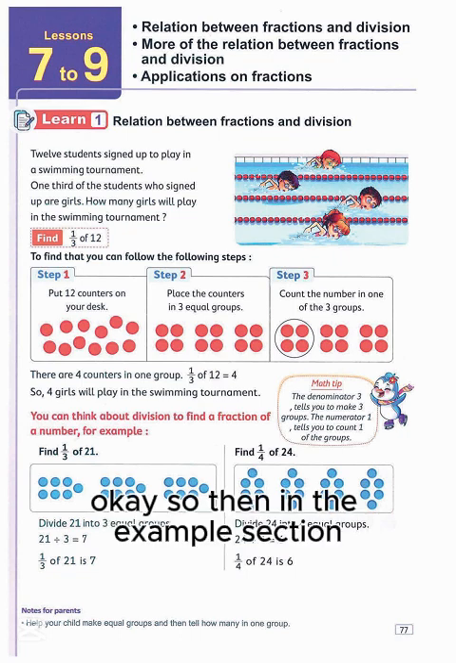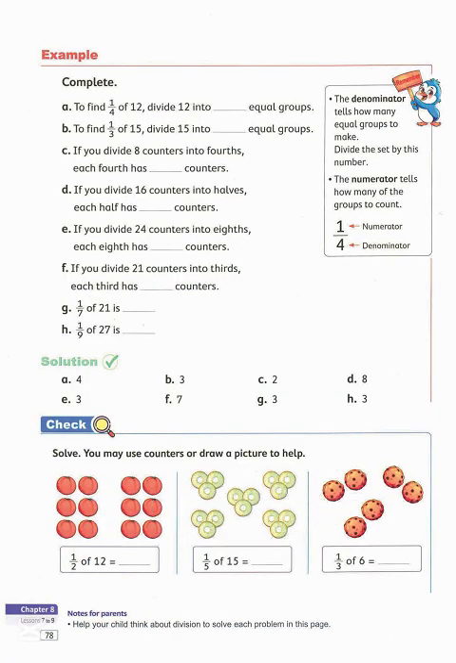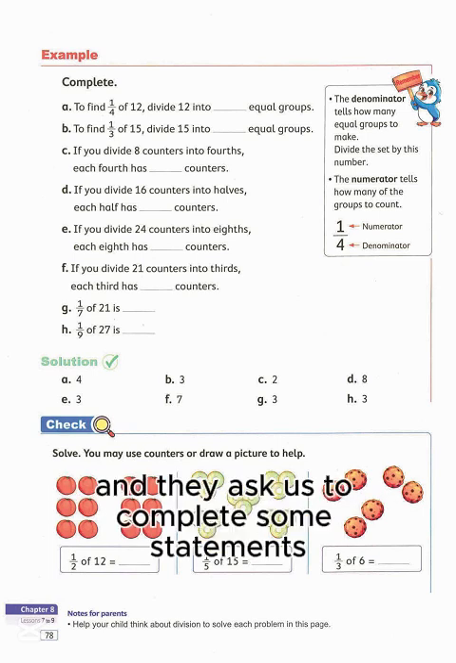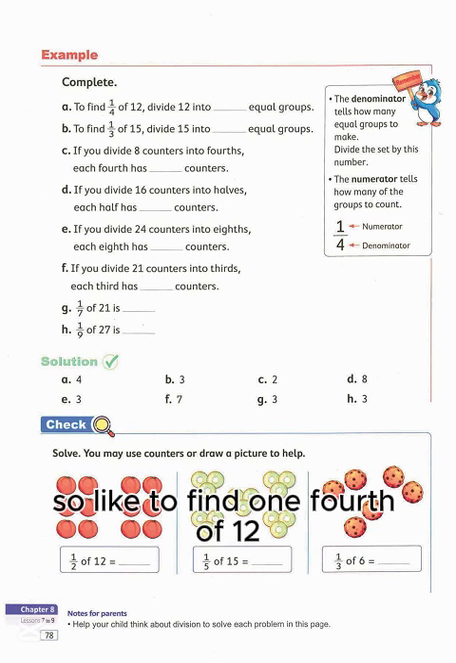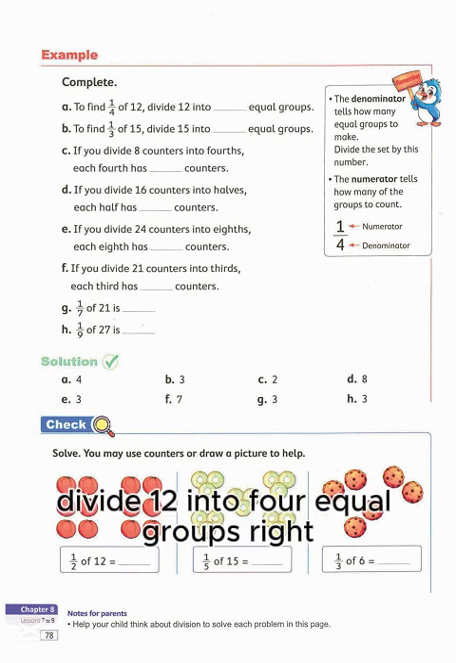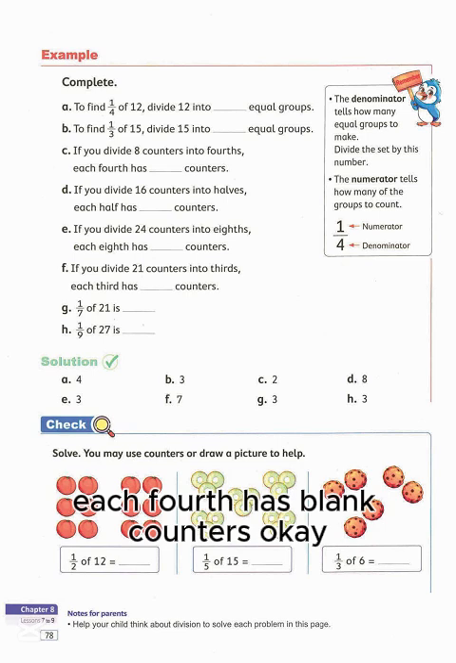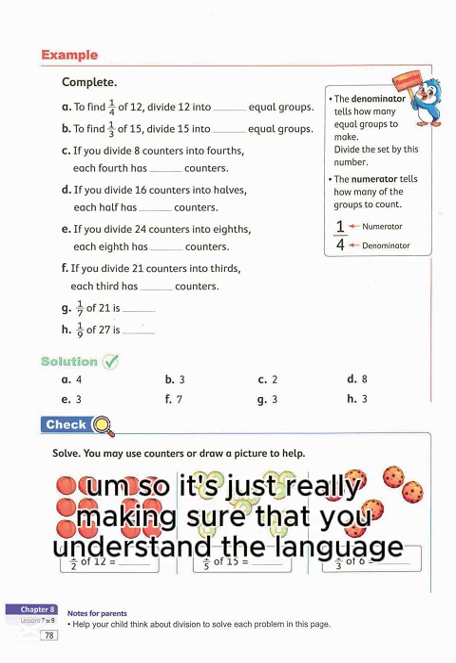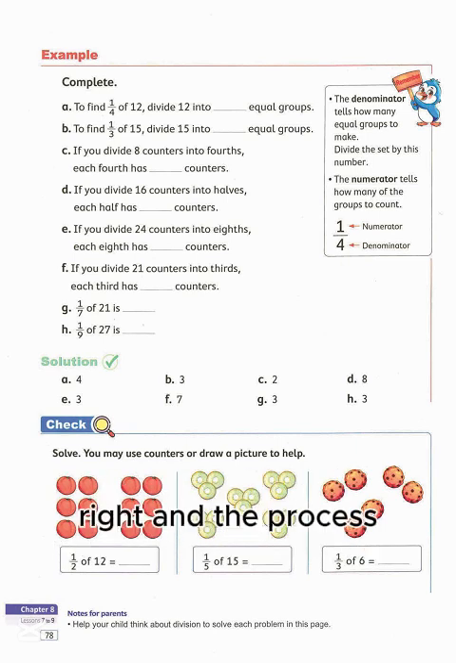Okay, so then in the example section, they take it a step further, and they ask us to complete some statements. So like to find 1/4 of 12, divide 12 into 4 equal groups. Each fourth has blank counters. The answer would be 3. Exactly. So it's just really making sure that you understand the language and the process, the steps.